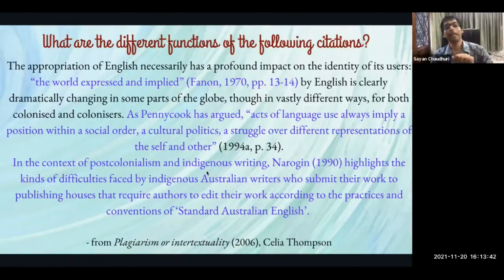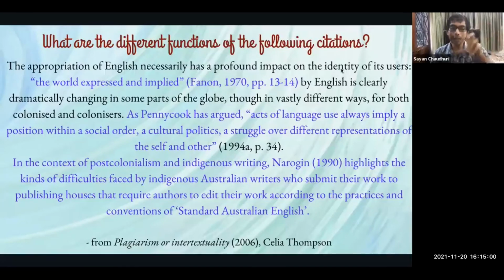But I want to say that the author could have just not used the quote here and written the world expressed and implied by English is clearly dramatically changing without the quotes. And then in the next sentence, as Pennycook has argued. So Pennycook is being used to support and illustrate. So you present what feels like an opinion, and then in the next sentence, you say, as X author has argued and also validated and supported this idea, you mention it.